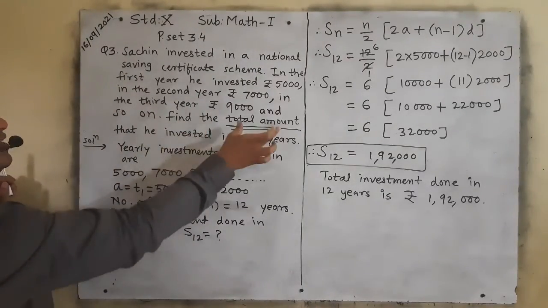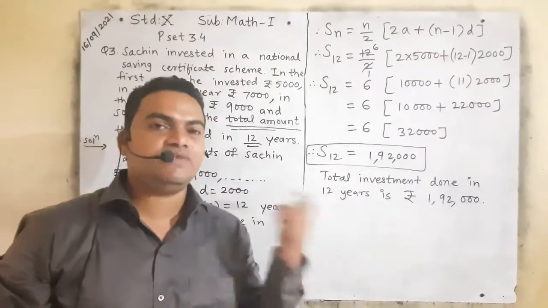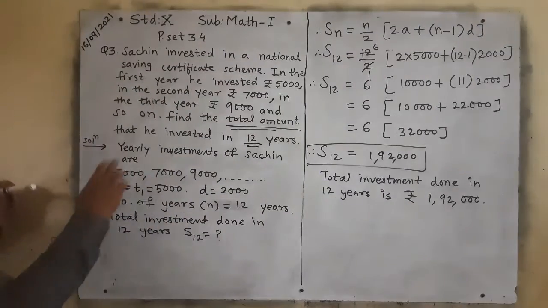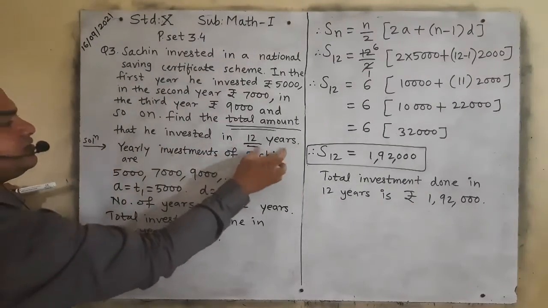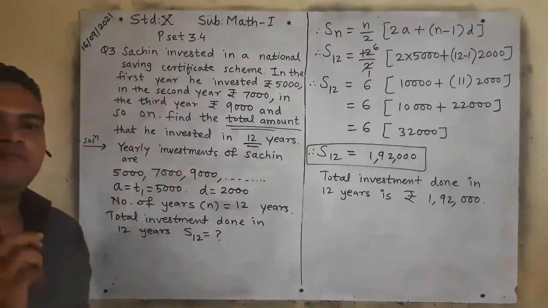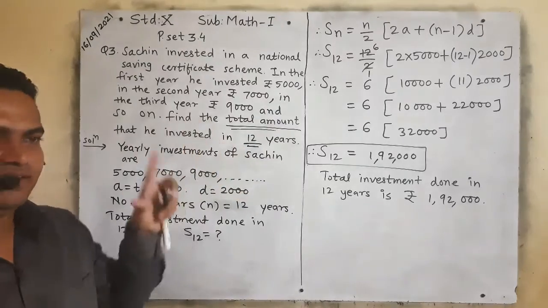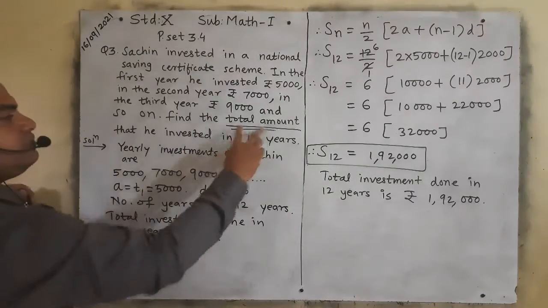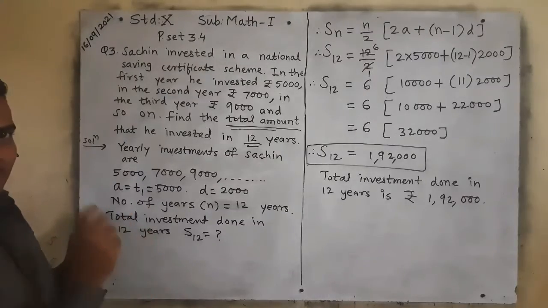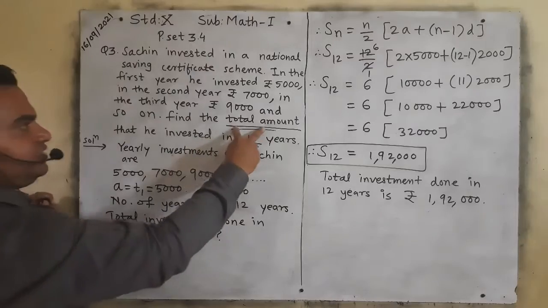So find the total amount. See, I have underlined total amount. It means we have to find the sum of the total investment that he invested in 12 years. So the total number of years is 12, the value of n is 12. Total amount means Sn, and in place of n we will write 12 because 12 years are given. So we have to find S12.